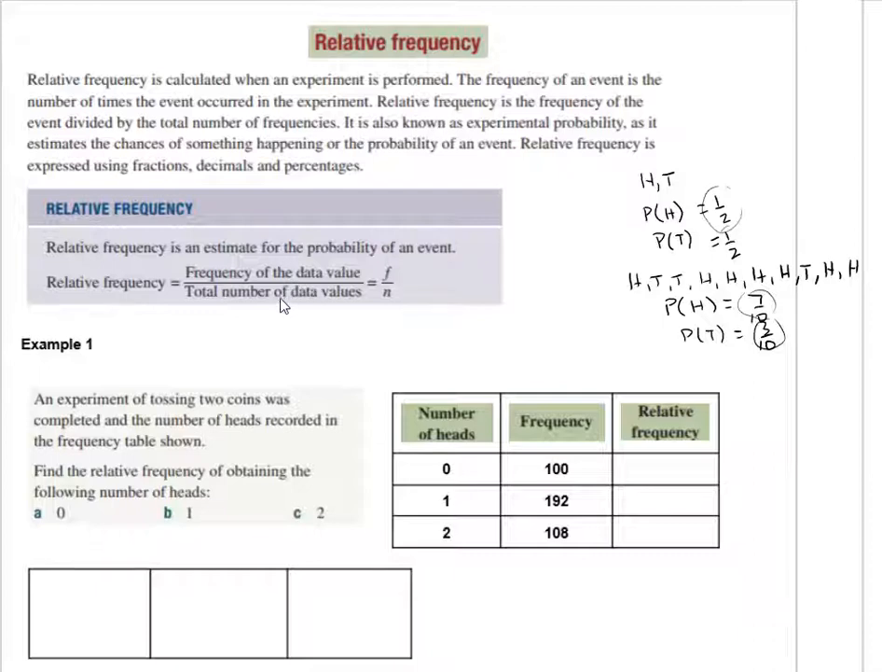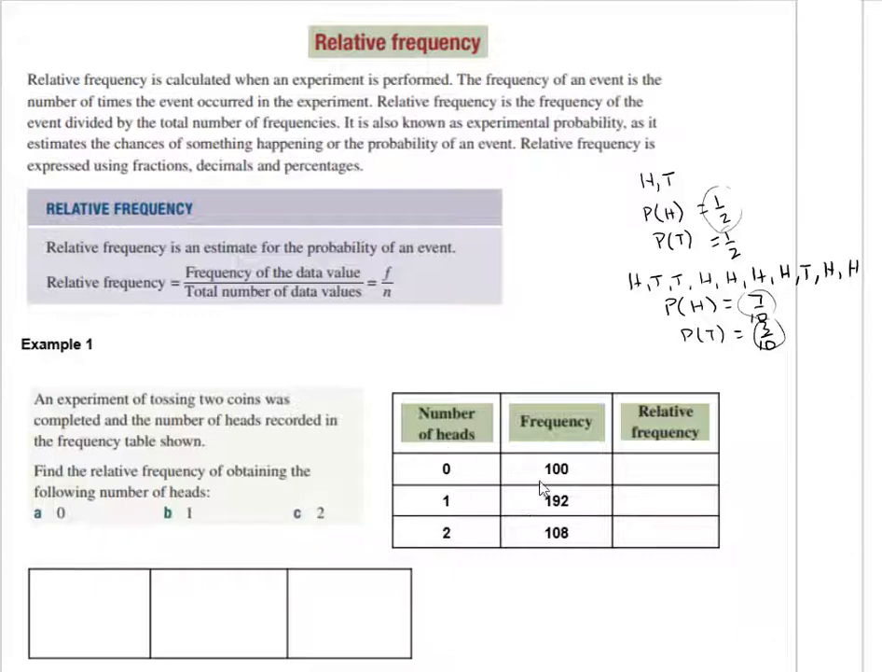Let's look at the formula. So relative frequency is the frequency of the data value of what we want divided by the total number of data values. Okay, the formula is very similar to our formula when working out probability in theory. Let's look at this question and see what we mean. An experiment of tossing 2 coins was completed and the number of heads recorded in the frequency table shown. Find the relative frequency for attaining 0 heads, 1 head, or 2 heads.